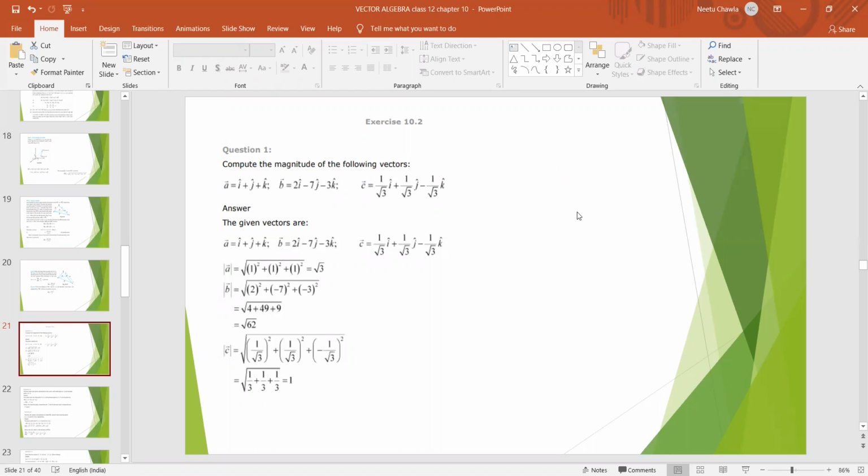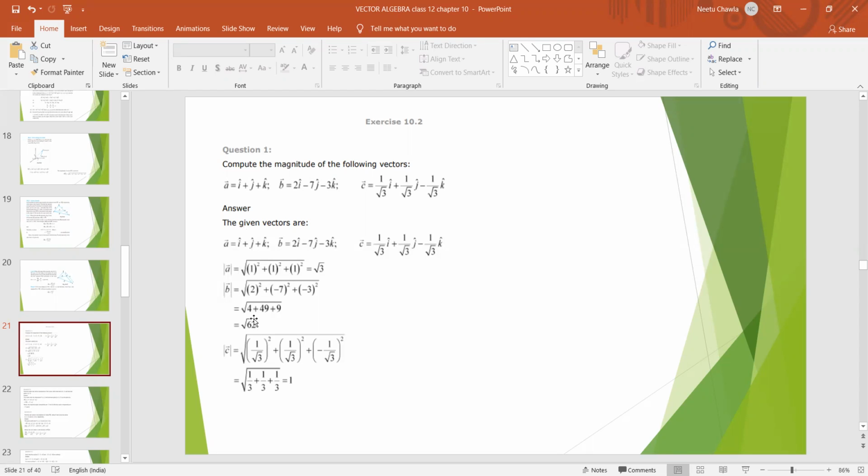vector 1 upon root 3 i plus 1 upon root 3 j minus 1 upon root 3 k. So we have to find the magnitude. We already know that if the vector is xi plus yj plus zk, the magnitude is under root of x square plus y square plus z square. So the magnitude of A vector becomes, this is 1, 1 and 1, so it is becoming 1 square plus 1 square plus 1 square, that is root 3.